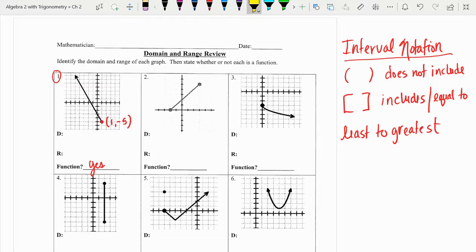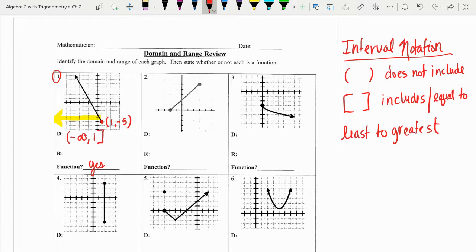With my highlighter, I'm going to talk about domain. The domain goes from 1 and out that way forever. So here is my domain. It's equal to 1, and then it goes lesser. So the domain is -infinity to 1. And no, that's from least to greatest.